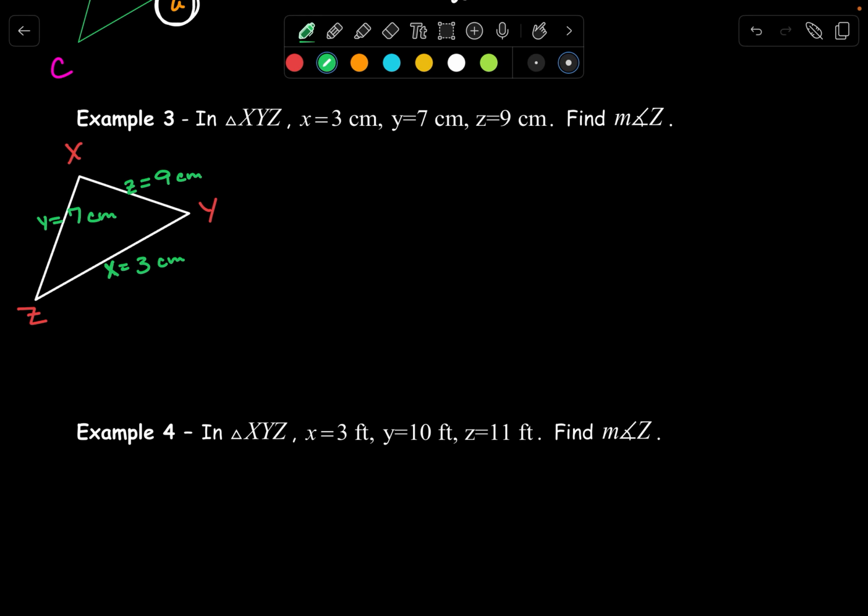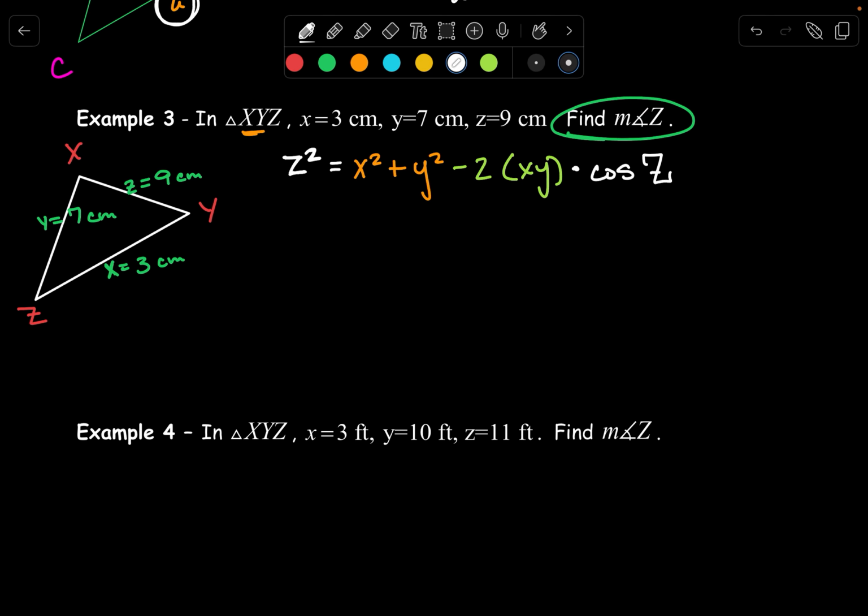So here they give us three sides, and we're looking for angle Z. So what I'm going to do is set up an equation that uses Z as what I'm solving for, Z squared, little z. And although our original examples were A, B, and C, I can still just make an equation using the other two letters. So Z squared equals X squared plus Y squared minus 2 times XY times cosine of capital Z.